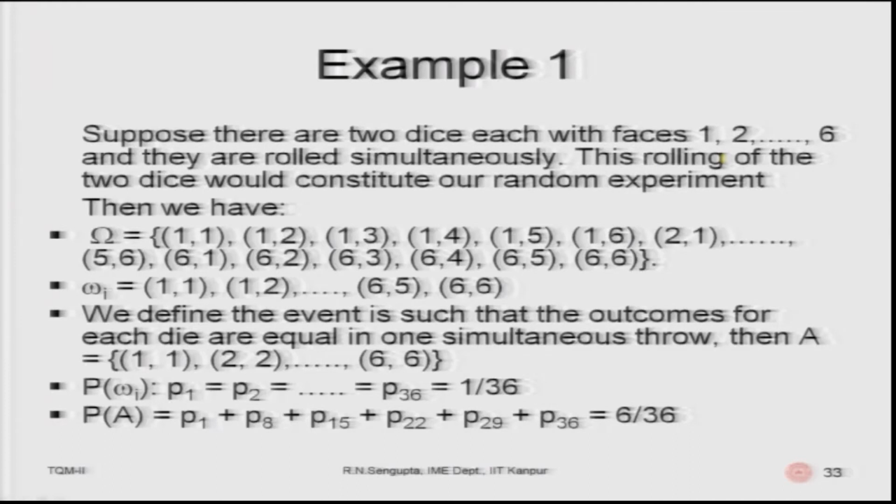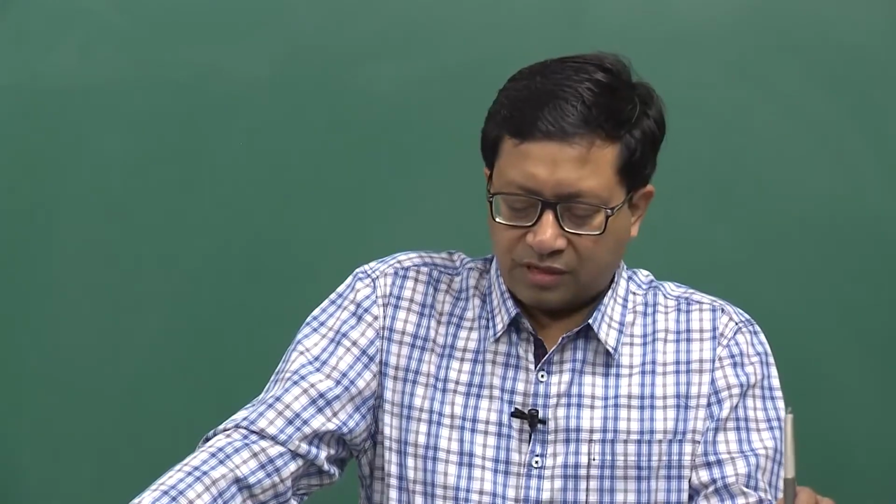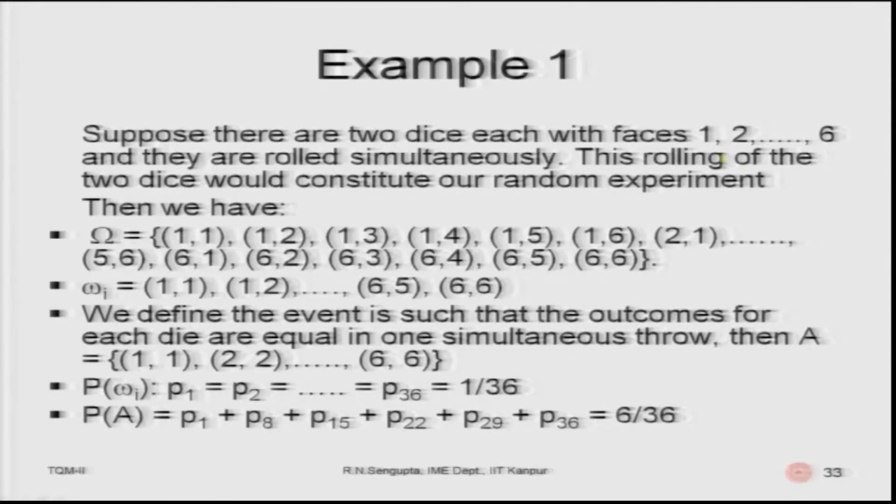If you want to denote the case when you roll the dice and the 2 faces are the same, the total combinations corresponding to that event would be the set 1 1, that is 1 sample point, second one is 2 2, third is 3 3, fourth is 4 4, fifth is 5 5, sixth is 6 6. So, the collection of these satisfies the event we have defined, where the outcomes for each die are equal in one simultaneous roll. Then A would be 1 1 to 6 6.